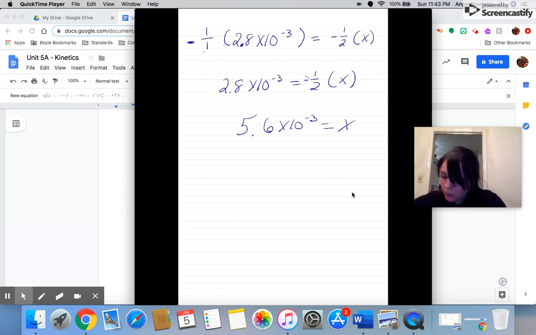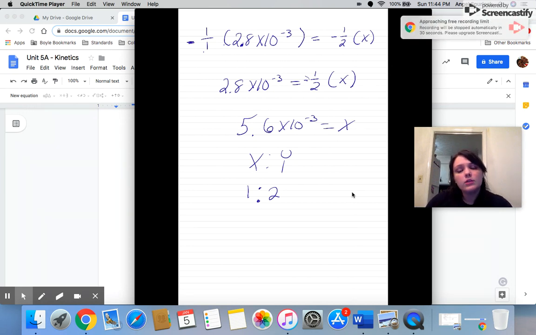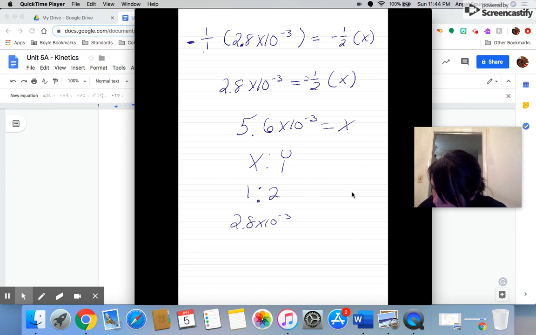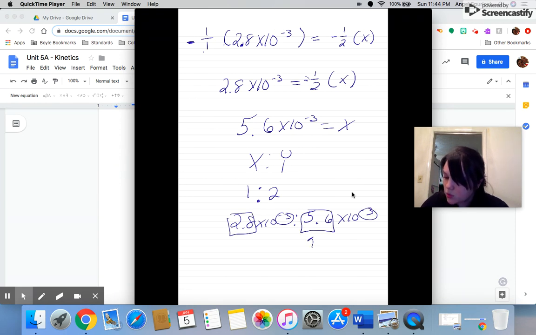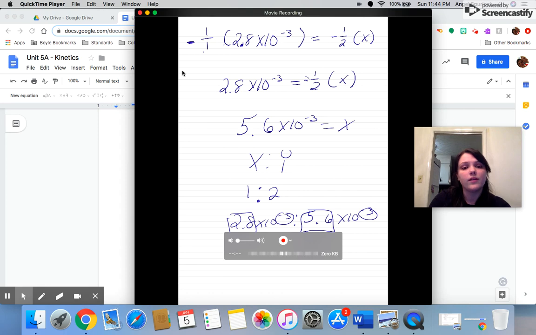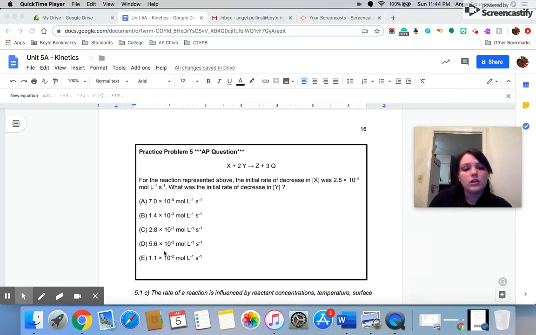So let's make sure that this number makes sense before we move on. X to Y is a 1 to 2 ratio. Did we keep this 1 to 2 ratio? 2.8 times 10 to the negative third to 5.6 times 10 to the negative third. Since they have the same exponent, we can literally just compare their numbers. 2.8 times 2 would be 5.6, right? So your correct answer here is going to be D to practice problem 5.